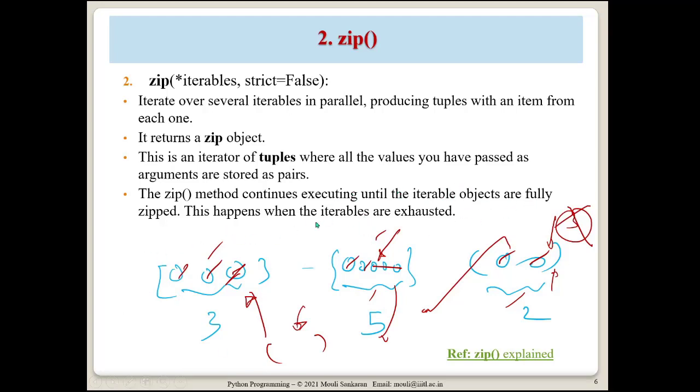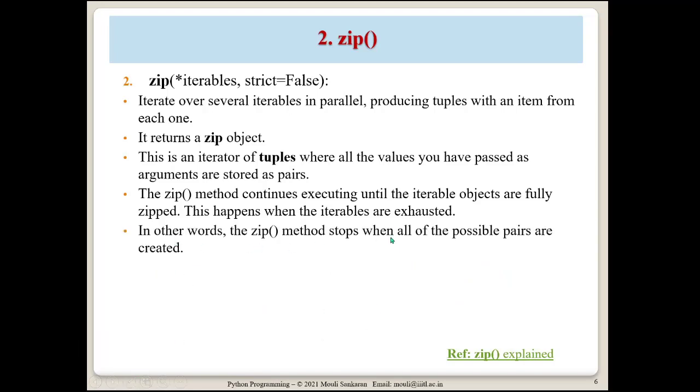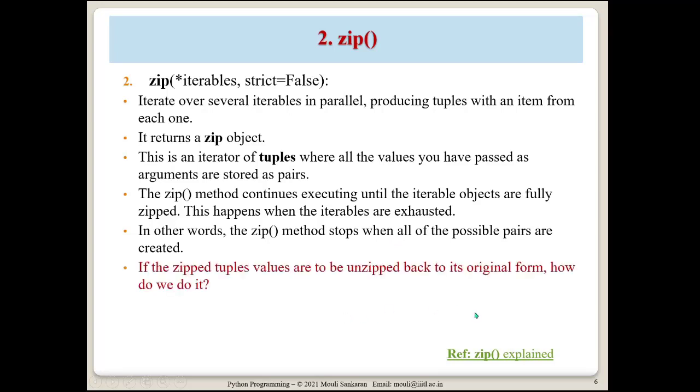So this happens executing until the iterable objects are fully zipped. Okay, this happens when the iterables are exhausted. It will continue to execute until iterable objects are fully zipped. That means, suppose all of them have many items, then it will go until all of them are zipped together. But if any of them is halfway through, then it will stop there. Whichever is the minimum number, that many only will be grouped. In other words, the zip method stops when all the possible pairs are created.